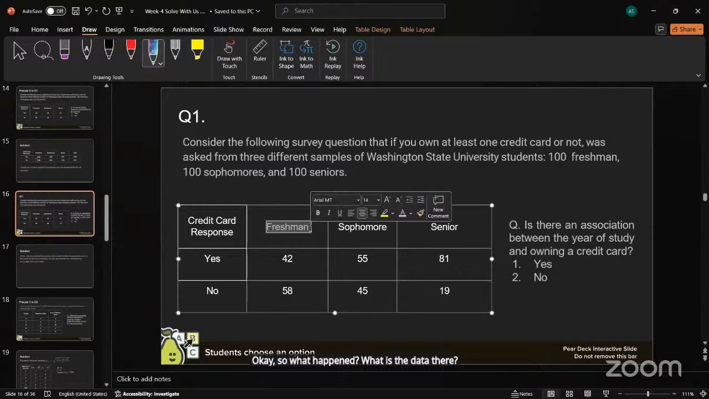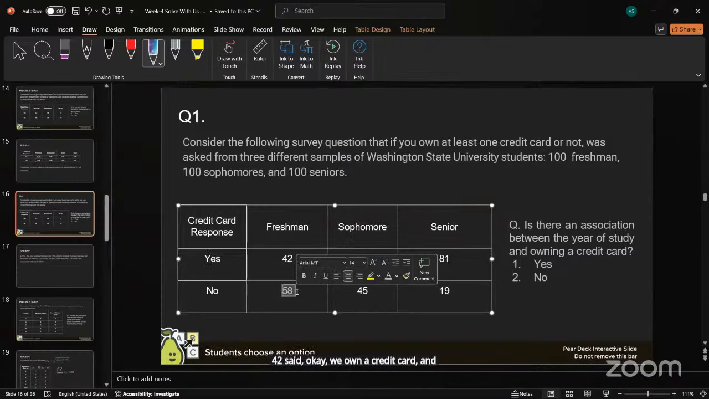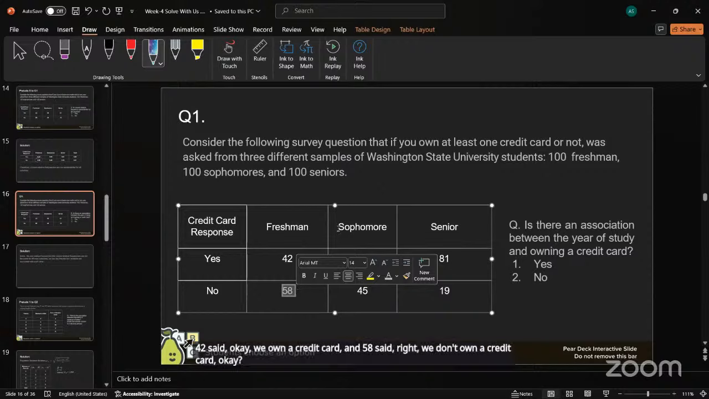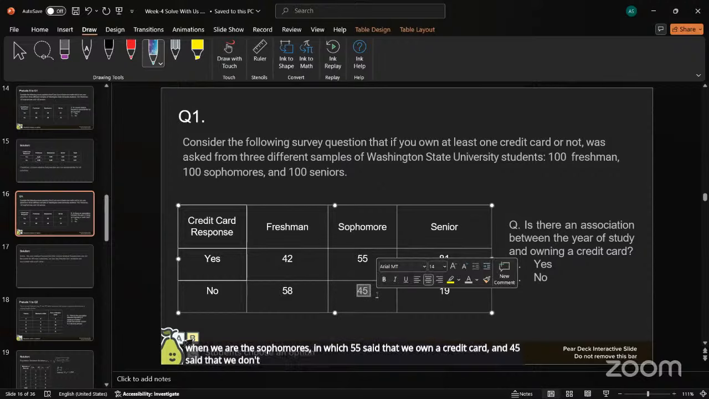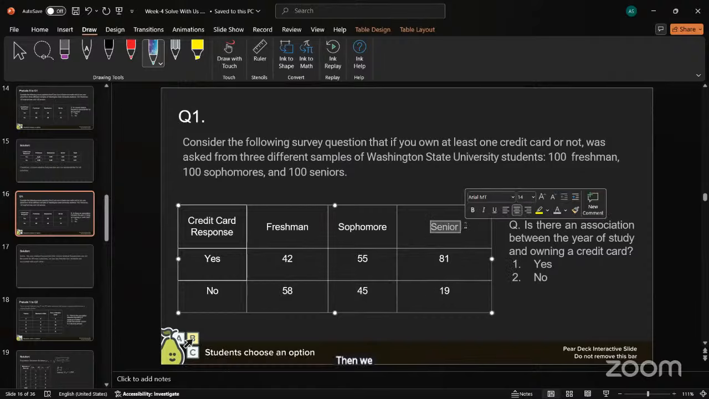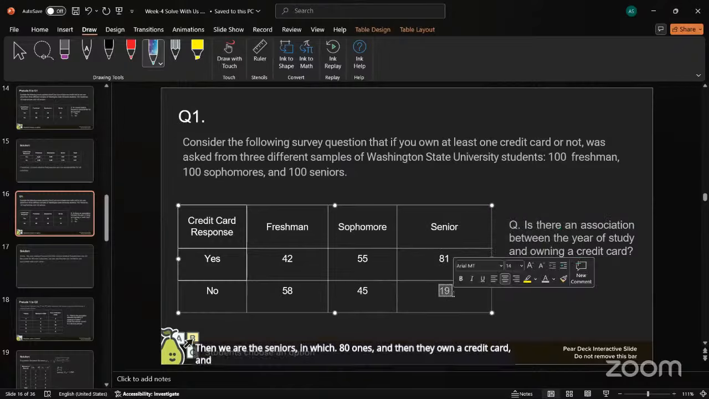These are freshmen. Among the freshmen, 42 said we own a credit card, and 58 said that we don't own a credit card. Then we asked the sophomores, in which 55 said that we own a credit card, and 45 said that we don't own a credit card. Then we asked the seniors, in which 81 said that they own a credit card and 19 said that they don't own a credit card.